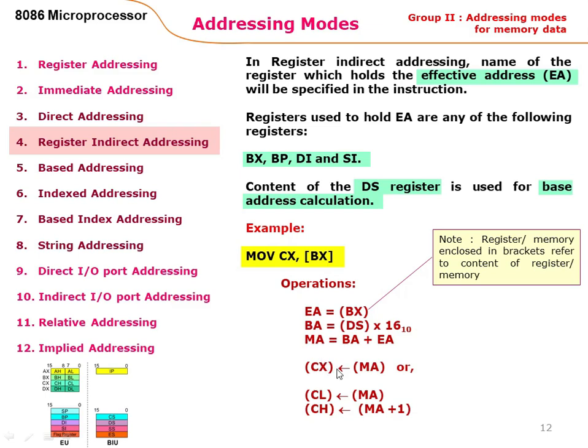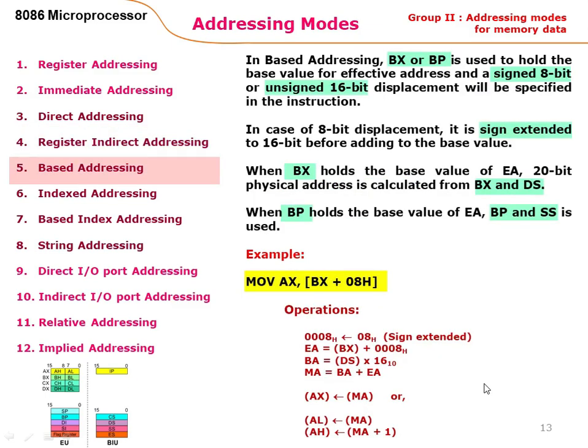Now the CX register is a 16-bit register. So here the value at the address is copied into CL, and then the value at address plus 1 is copied into the CH register. If we are accessing 8-bit data, only the first is used. The next addressing mode is based addressing mode.